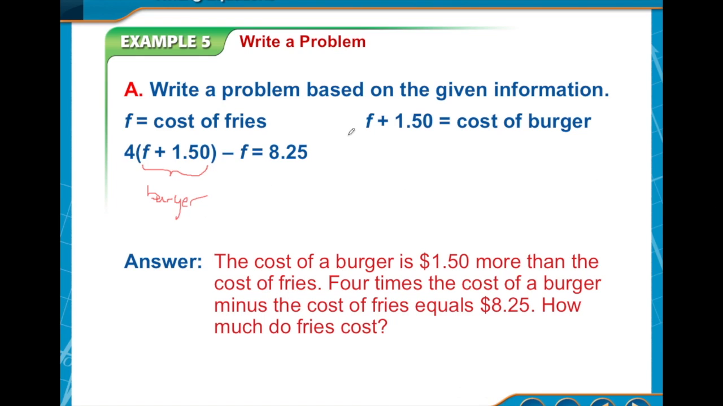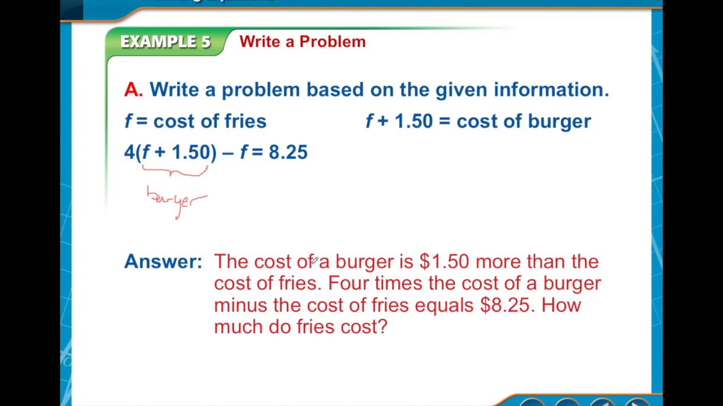The information given, we turned it into words, and then we asked a question. So this part you need to write down. As we're looking at this, we can understand what's happening. They gave us a variable F, that's the cost of fries. The cost of a burger, they tell us, is $1.50 more. And then we're given this expression here, and we can ask a question about it. So that's what we did.